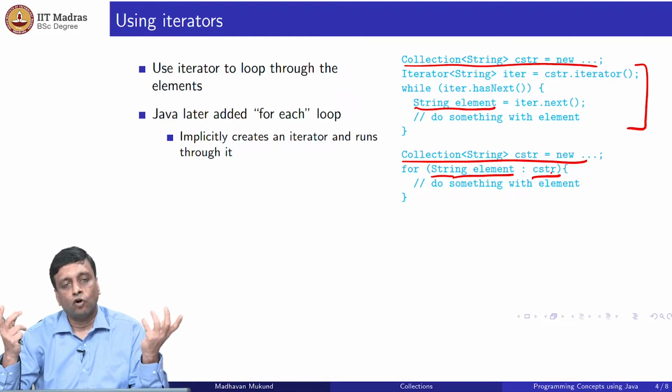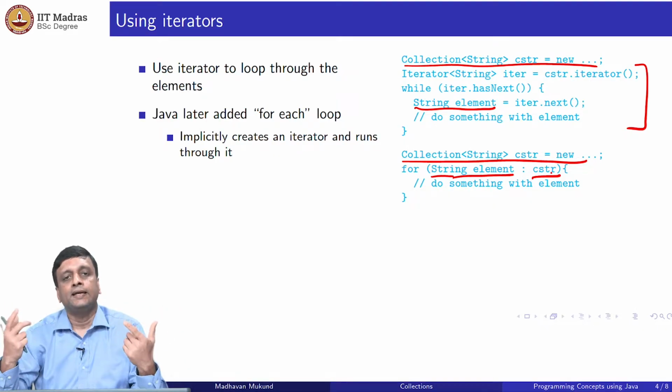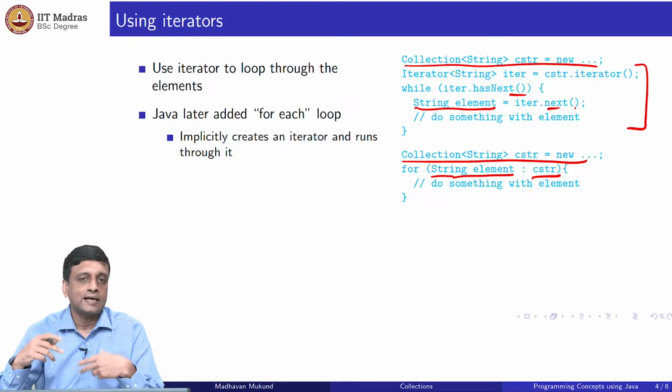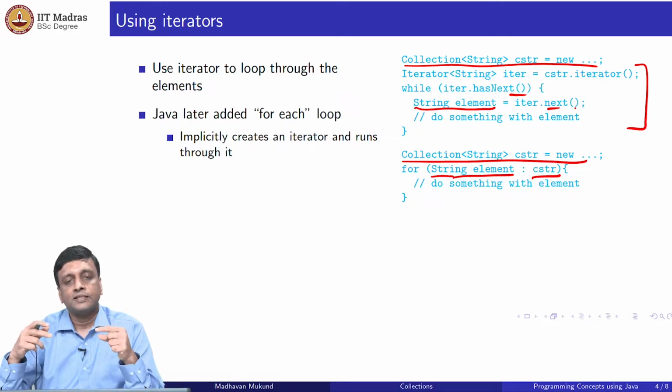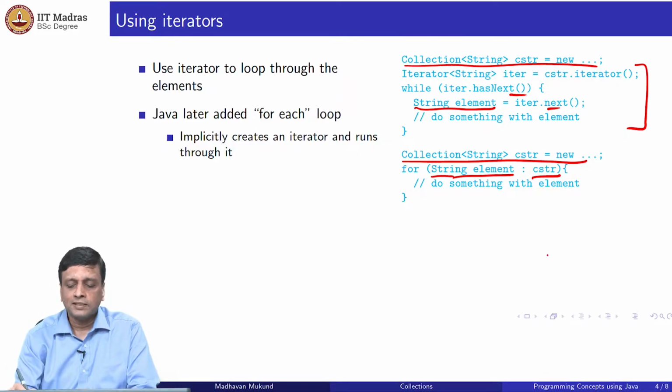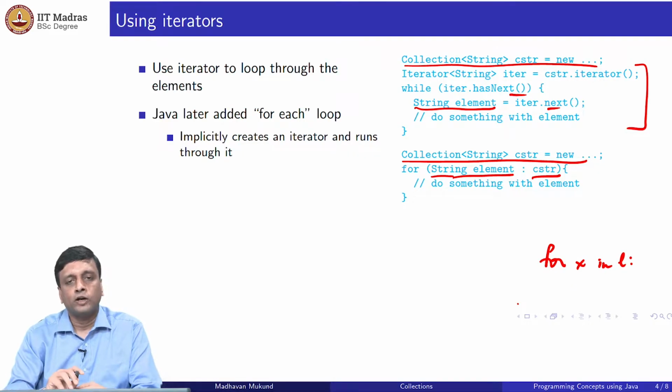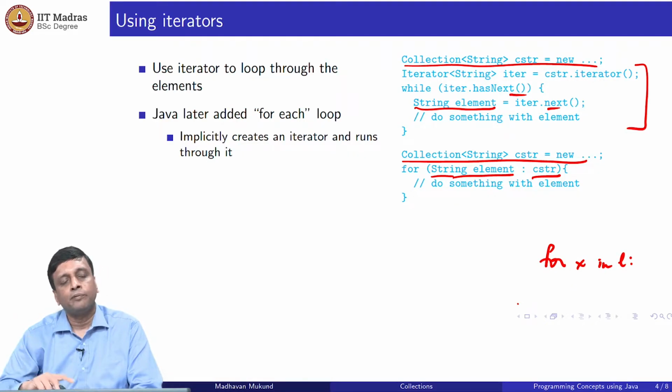So this for each loop implicitly creates an iterator and runs through it, but it does not explicitly give us this has next and next. Right? We do not go through this has next thing. It is just that this element will take the value of the first element in the collection, then the second element, pretty much like what we do in Python when we say for x in L, right. So when we say for x in L, we just run through all the elements in L from beginning to end, and then we just process each element as they are.